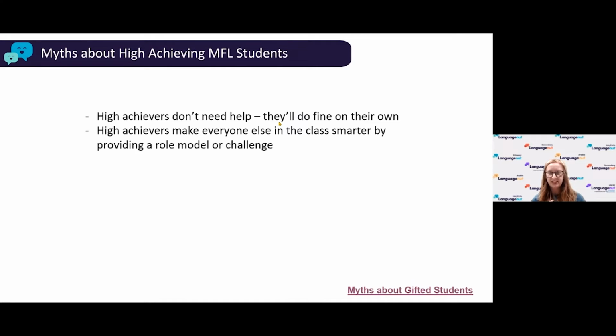is that high achievers potentially make everybody else in the class smarter by being able to provide a role model. I know that some highly able students are used as helpers or teachers, and this can, with the right student, be a really nice tactic, but it doesn't necessarily work for all high achievers. It is really important for them to be able to interact with other students who are aiming high, of a similar level, so that they can challenge one another as well.